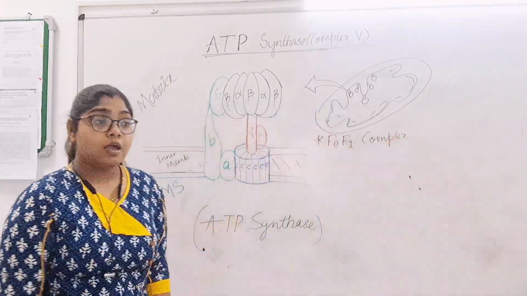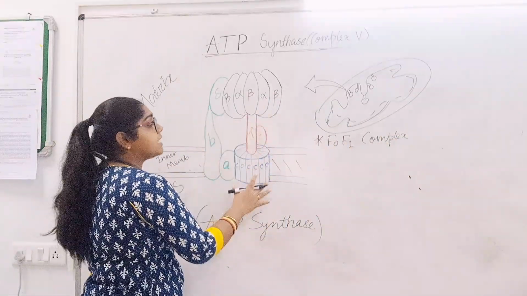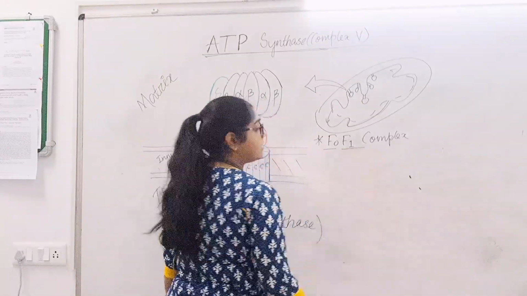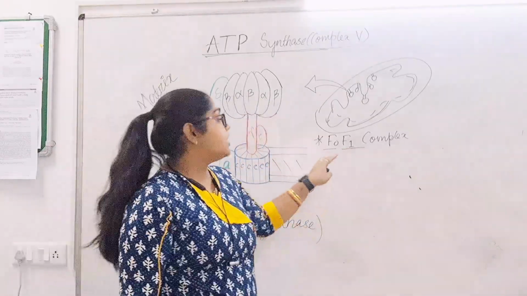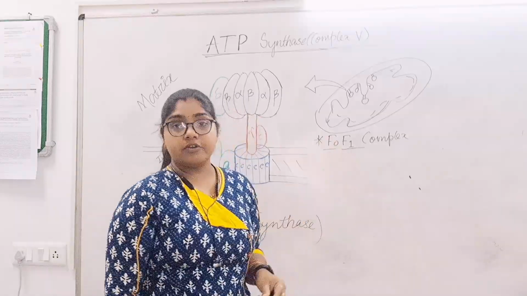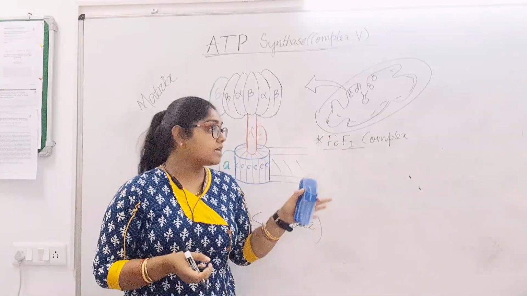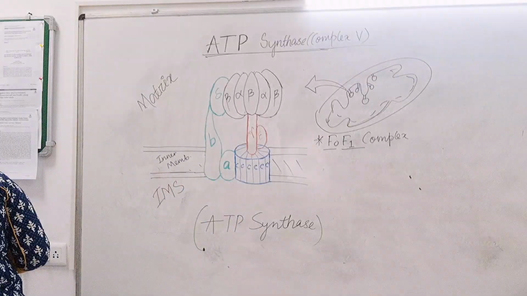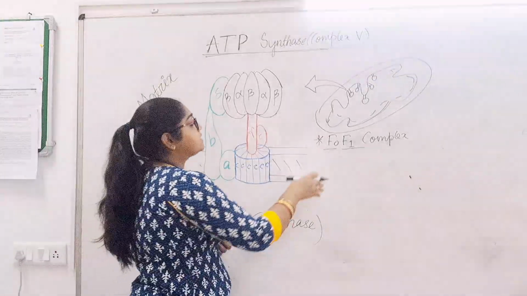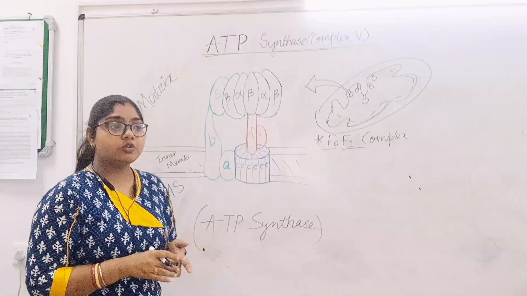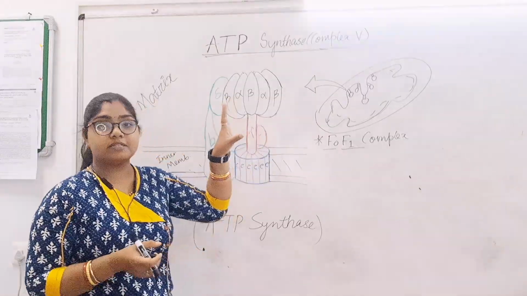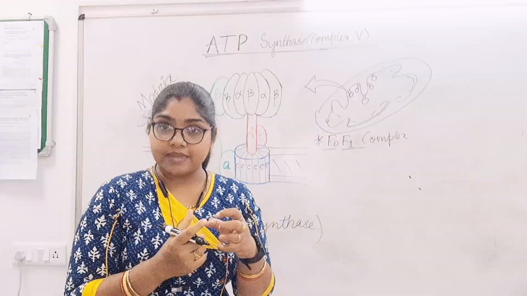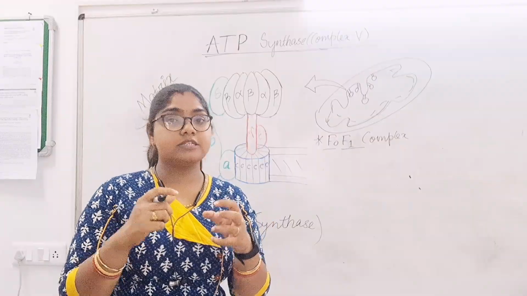Why? Because this ATP synthase has two components, one is F0 and another one is F1. It has two regions, the F0 region and the F1 region. So let's discuss both the regions briefly. The structure of ATP synthase looks like two motors connected with a central stack.